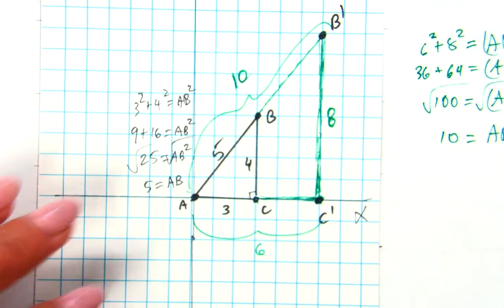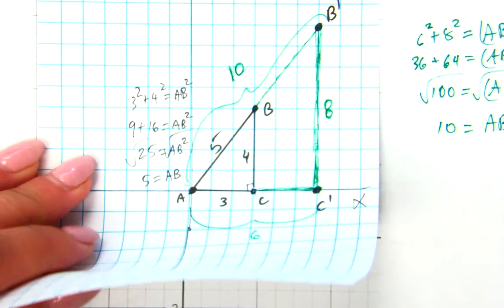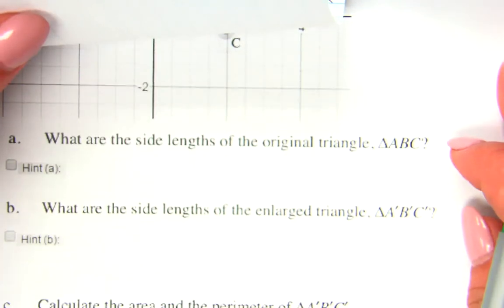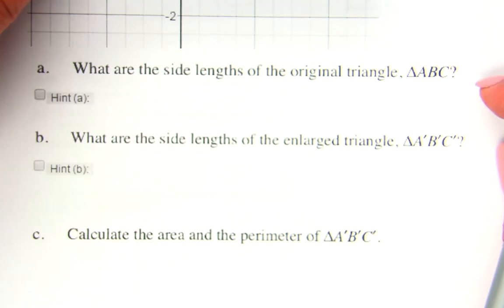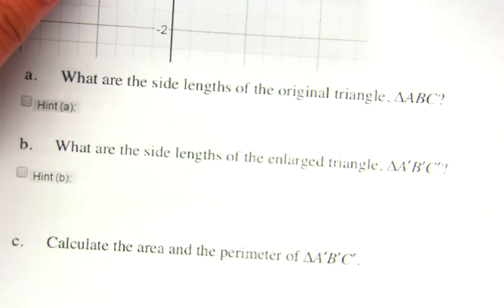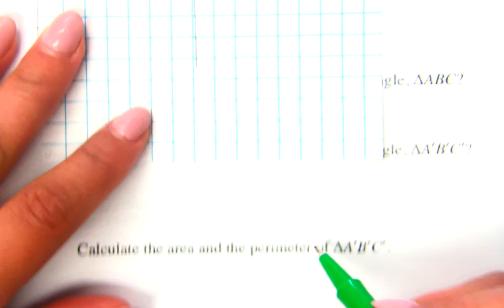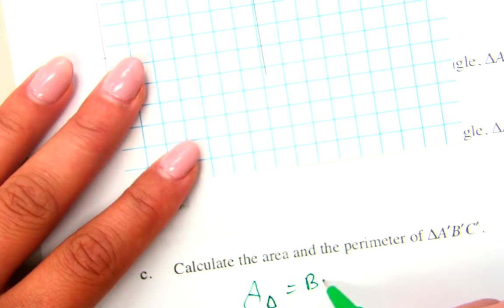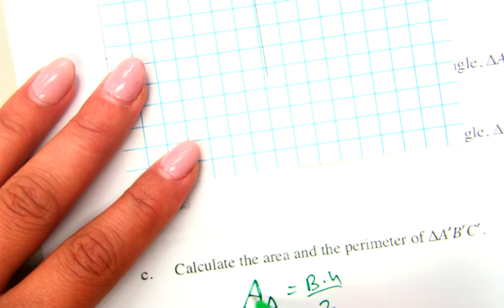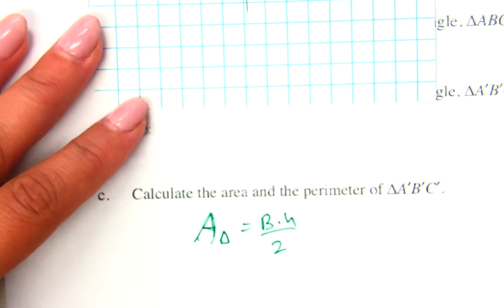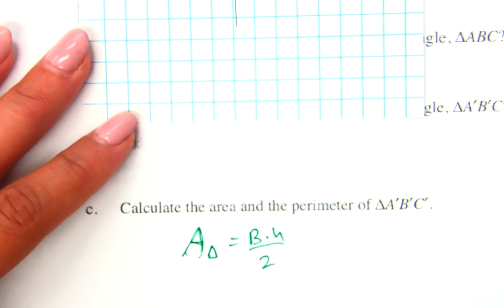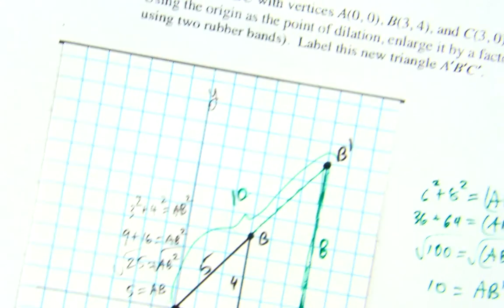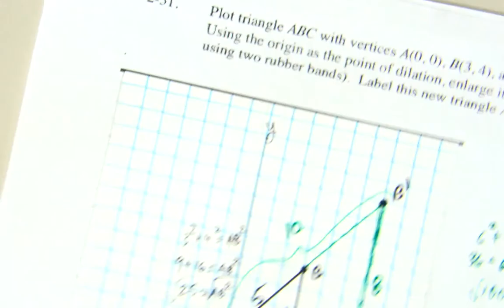All right, so that takes care of that, because you should be able to answer what are the side lengths of the original triangle ABC, what are the side lengths of the enlarged triangle A prime, B prime, C prime. Let's calculate the area and perimeter of A prime, B prime, C prime, right? So perimeter should not be a problem. The area of any triangle, again, was base times height divided by 2, so you should be able to work that in there. And the perimeter is just add up all the sides.